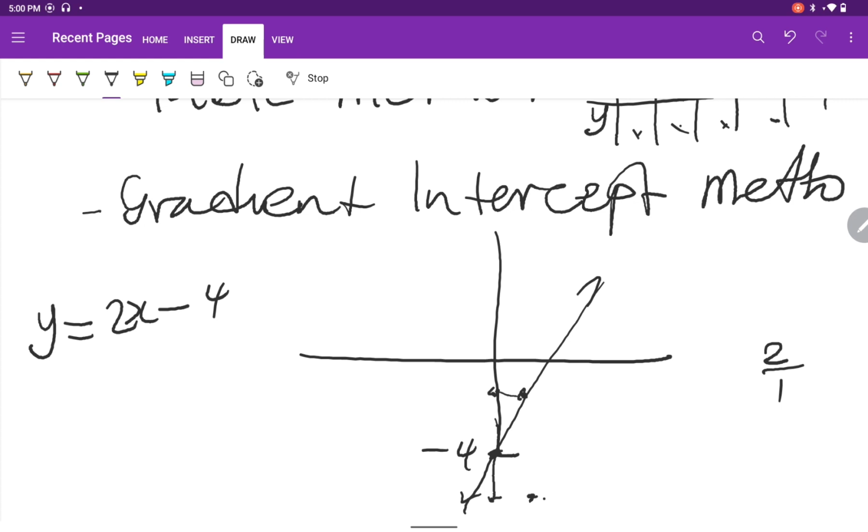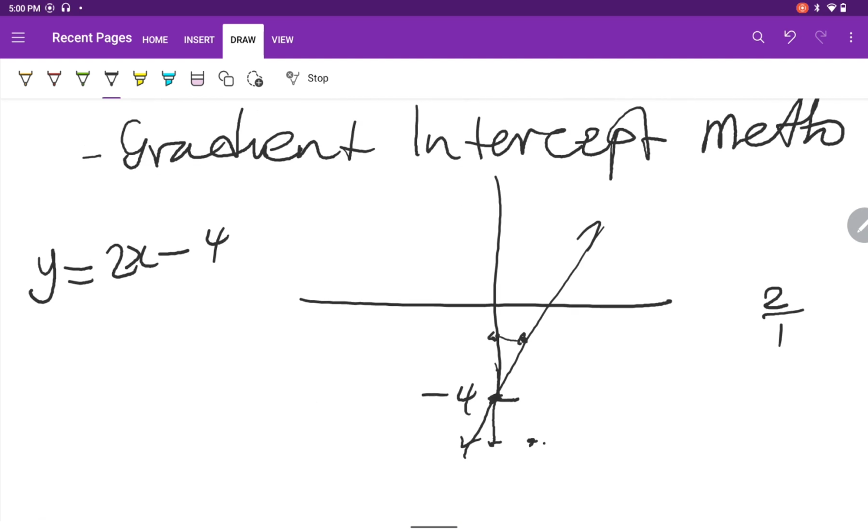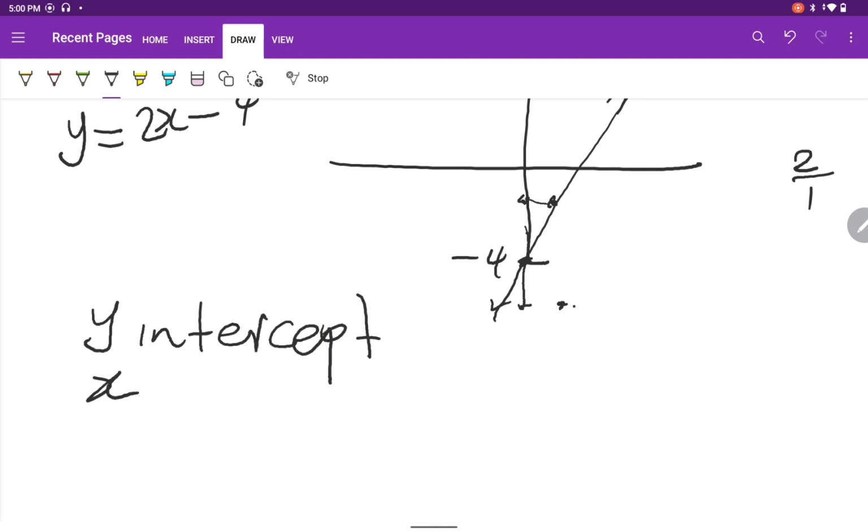So the method that we said we will prefer to use because it is faster is the intercept method. In most of the functions that we'll be dealing with, we will be using the intercept method. In this case, we only want the intercepts. In other words, we look for the y-intercept and the x-intercept.